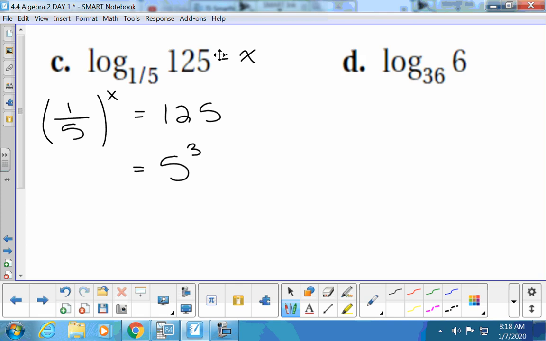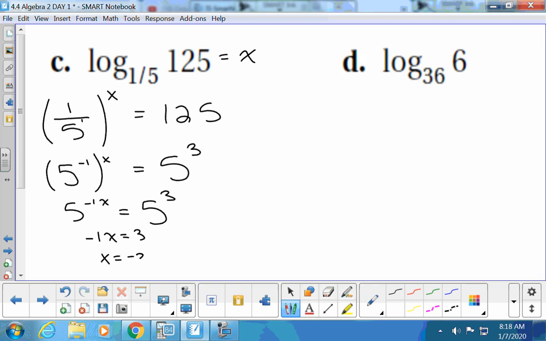Now our 1/5, I just talked in the last slide that 1/5 is actually equivalent to 5 to the negative first. So here's what I technically have right now. This -1 and x, they can multiply together. So I've got kind of a mirror image on my hands. 5 to the negative 1x equals 5 to the third allows me to conclude that negative 1x equals 3. And I can just divide that negative 1 to the other side and get that x equals negative 3.